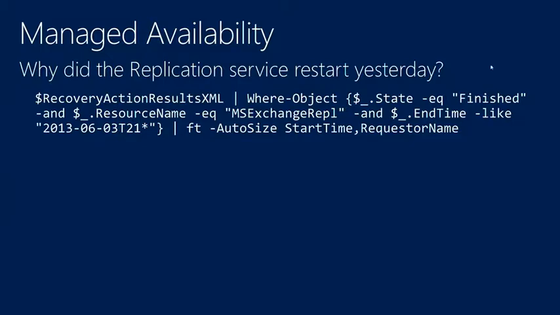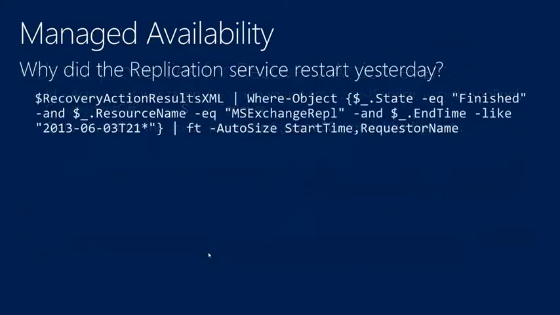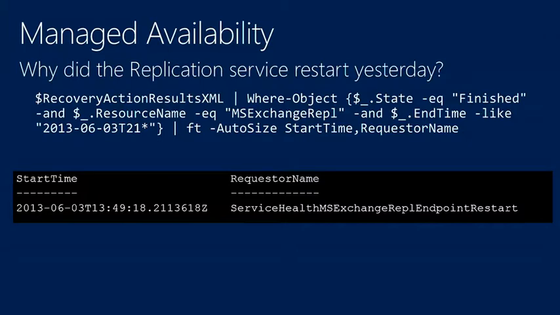So what we're doing is taking our recovery action results XML, again, that's the alias that we defined in this second commandlet here. And we are looking for the short name of the replication service, which is MSExchangeREPL. And we're looking for a particular start and stop time. The times right now say June 3rd, but just imagine it was actually yesterday instead. We're interrogating the event log, and we just want two pieces of information: the start time, so that we can verify, and the requester. So when we run this commandlet, this is the output that we get.